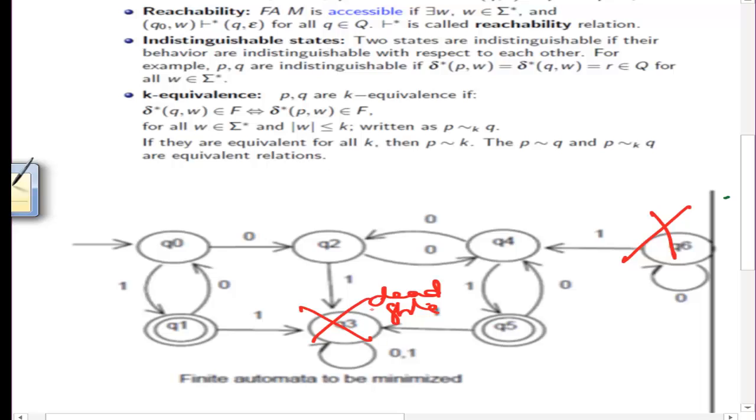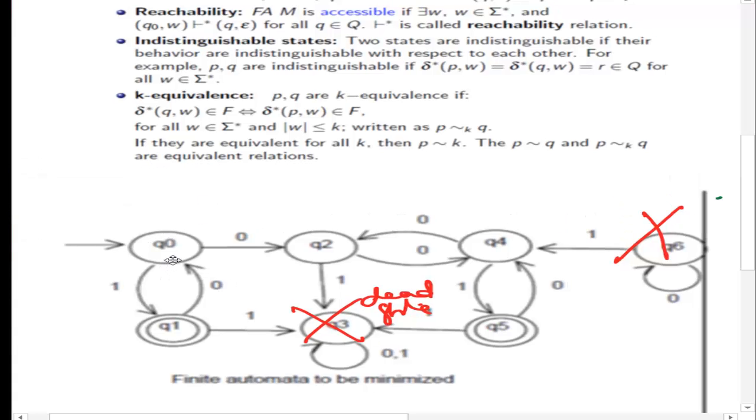And then there are some states which are equivalent. Now if you look at Q0 and Q4, what's happening on Q0 and Q4? Just have a look: Q0 on 0 goes to Q2, and Q4 on 0 also goes to Q2. So that means they are equivalent, because they have the same behavior, the same characteristics. So we can merge Q0 and Q4 together. And the same is true with Q1 and Q5.